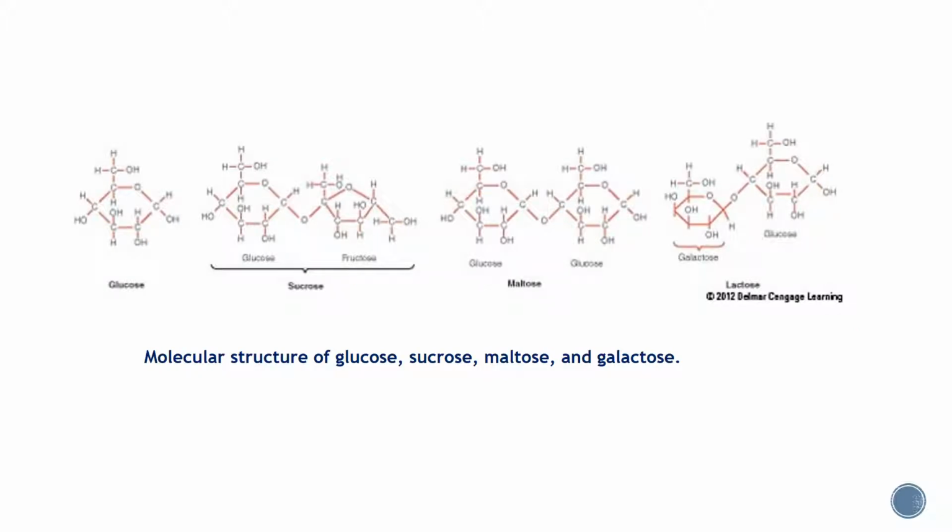So this is just the molecular structure of the glucose and the fructose, which is the sucrose, the maltose, and then the lactose. Okay, so you can see there's a lot of different hydrogen, carbon, and oxygen, and they're being pushed together in different ways, right? It's not all the same, so it's making different classifications of them.